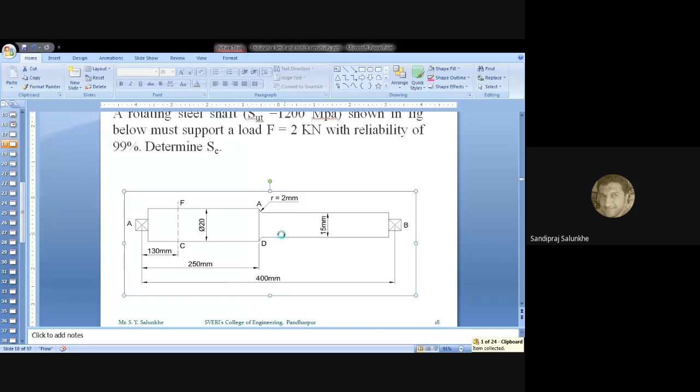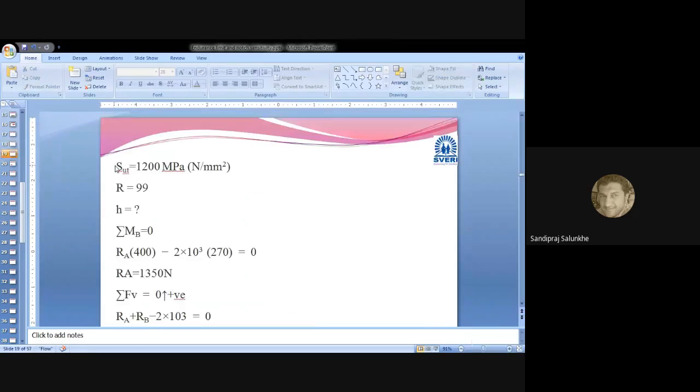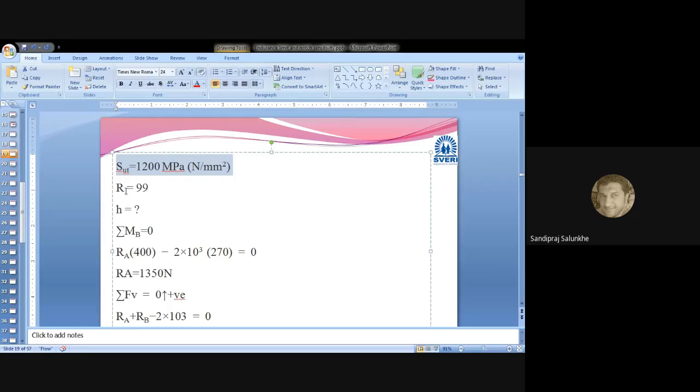So first of all, we are going to say what is given in the problem. Ultimate tensile strength is given for the material, and that is equal to 1200 megapascal, that is Newton per millimeter square. And reliability is given as 99%.